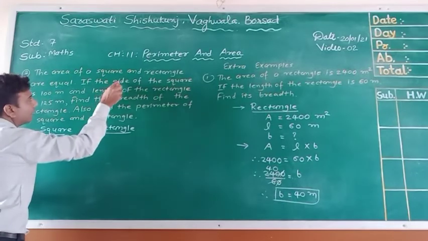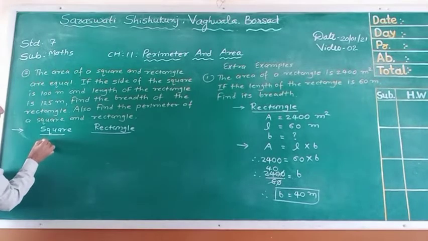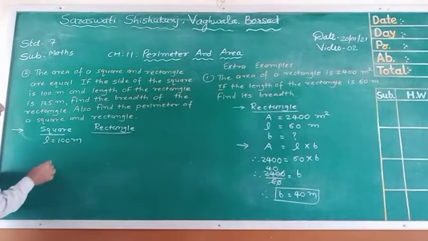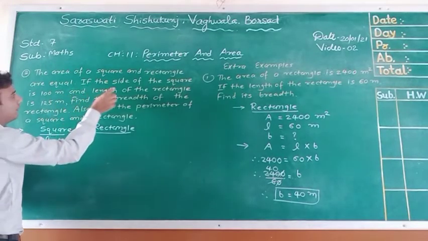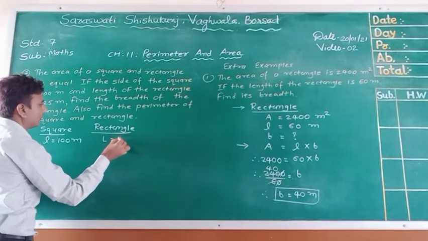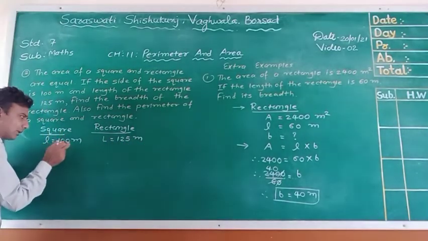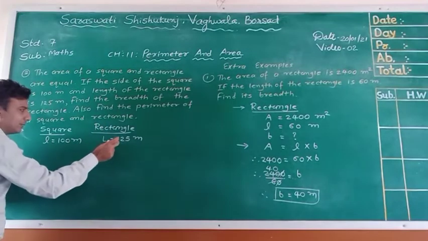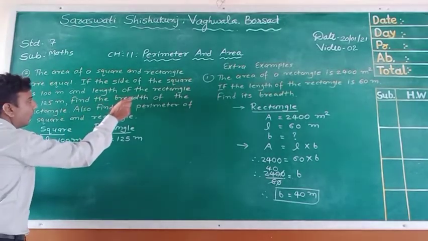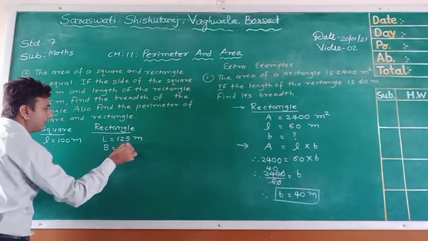If the side of the square is 100 meter, so this 100 meter distance, the side measurement of the square is 100 meter, and the length of the rectangle is 125 meter. See, the square side measurement is given as 100 meter and the rectangle length is given as 125 meter. Find the breadth of the rectangle. Means the breadth is not given, beta. So we will find the breadth ourselves.